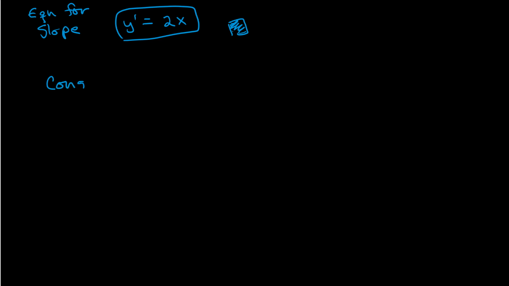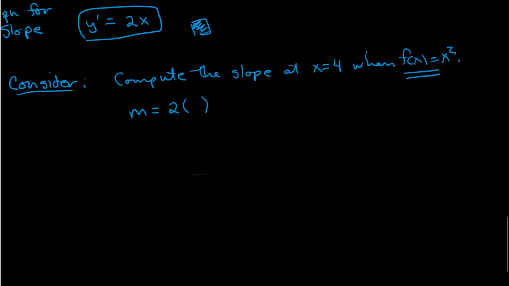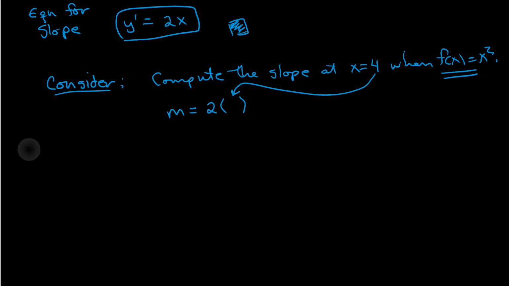Suppose you were asked the following: compute the slope at x equals 4 when f of x is x squared. Notice the function we're working with is x squared, the one we just did. To get the slope, it's really easy. We just bring the equation down. It's in the blue box up there. It's 2 times whatever the x value is. And the x value we're interested in here is 4. So the slope is going to be 8.